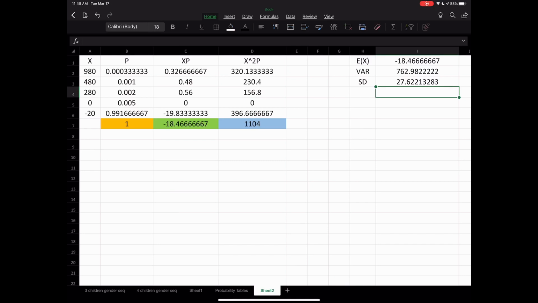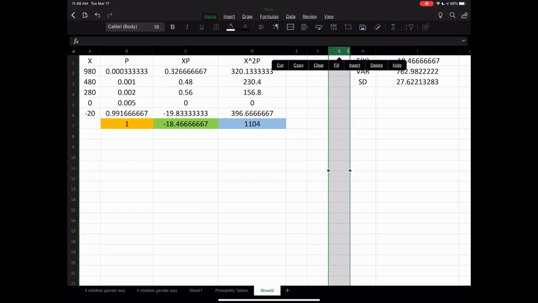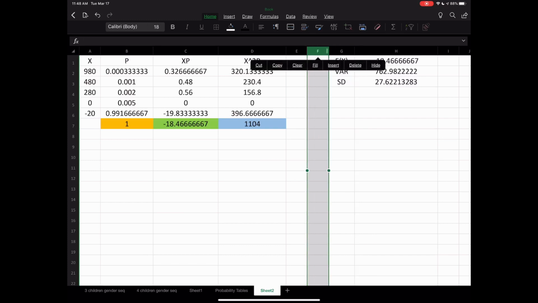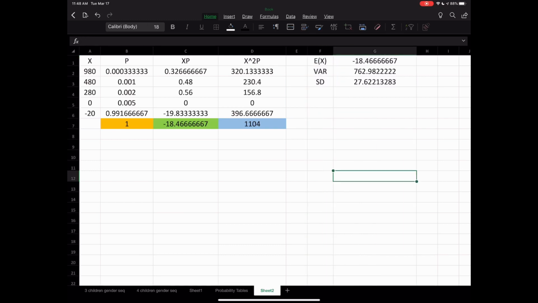Don't panic. Just remember, try not to round anything while you're doing your calculations. Because if you round stuff during your calculations, then you're going to get slightly different answers than I'm getting, and that may freak you out. So try not to round anything and round everything at the end. All right, so here's how you calculate the expected value, variance, and the standard deviation.